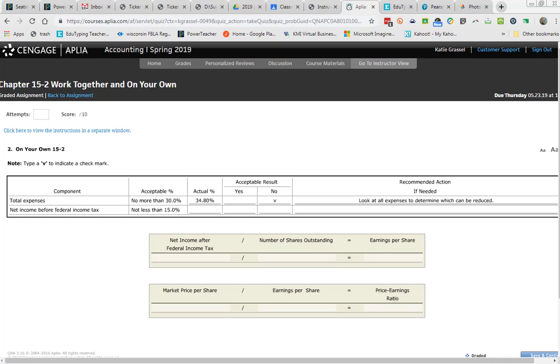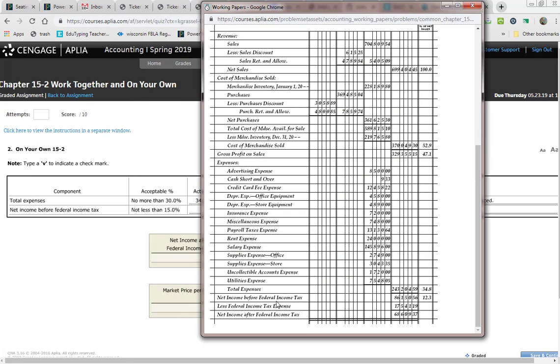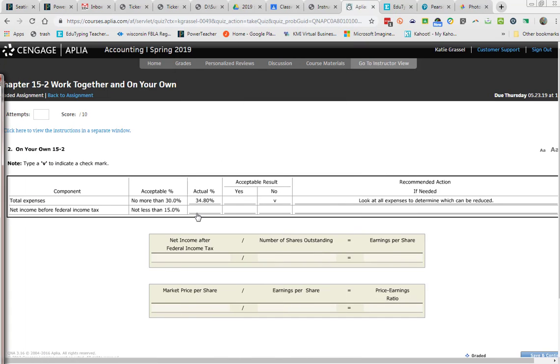Okay. Now, we take a look at net income before federal income tax. There is an industry standard that says at least 15% of each sales dollar should result in net income. So we have to compare. Now, you will notice our net income before federal income tax is 12.3, so I have to plug that in there. Now, it says not less than 15. Is it less than 15? Acceptable or unacceptable? Unacceptable.